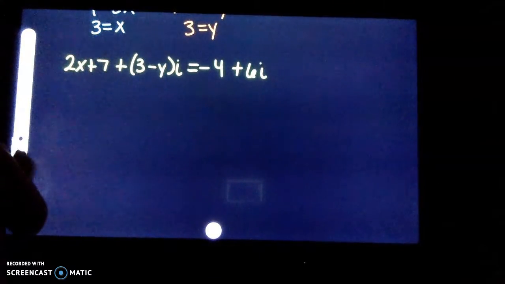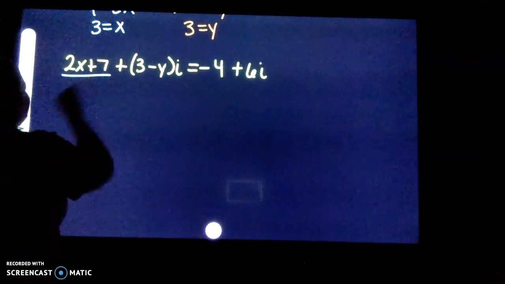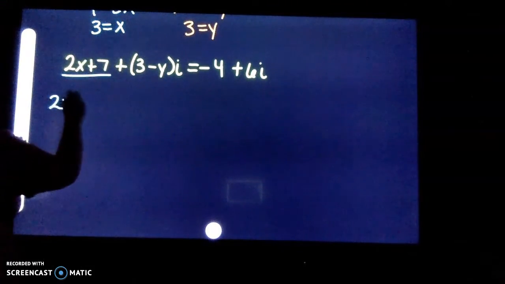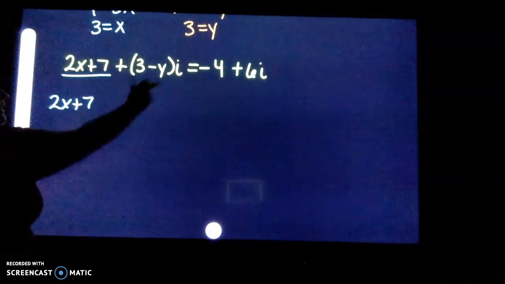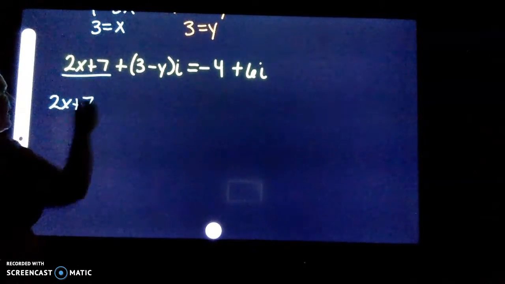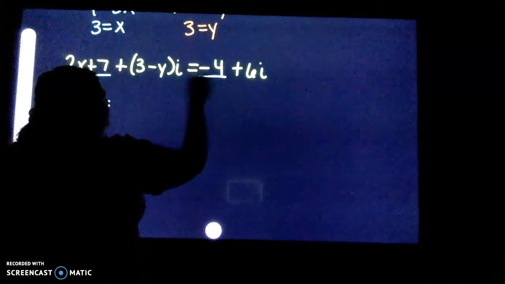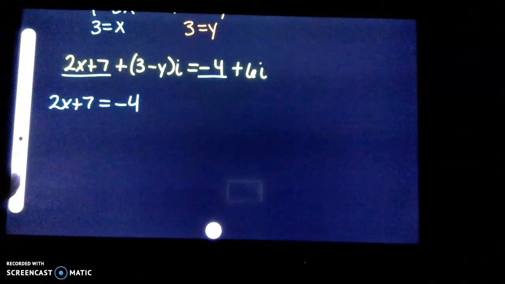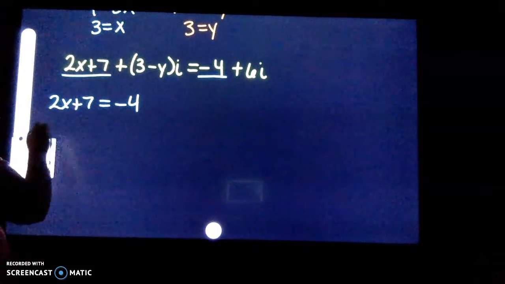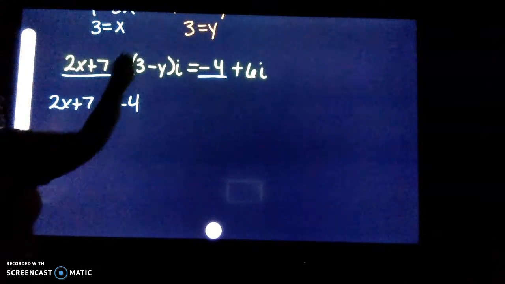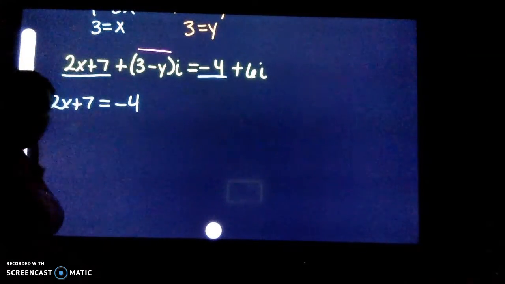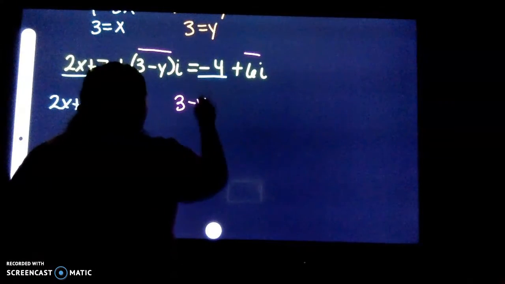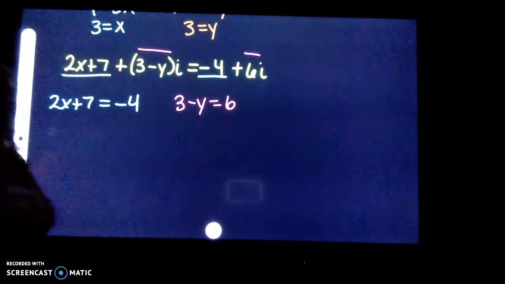So on this first number, my real portion is that entire 2x plus 7, because I don't have any other parts to this, and I already have my imaginary portion here. That will be equal to, then, the real portion from my right side, which is negative 4. With that same idea, it is the entire 3 minus y that's going to be equal to the 6, which is the number in front of my imaginary, on the other side.